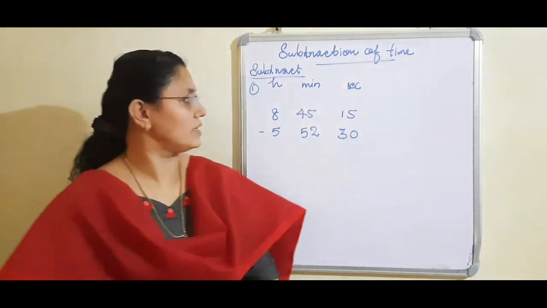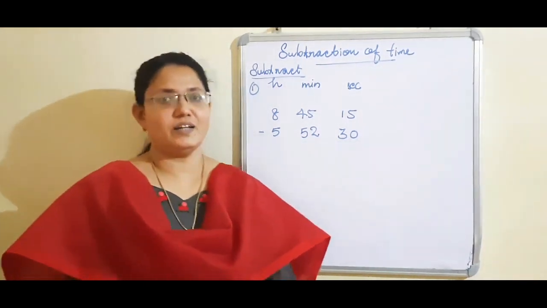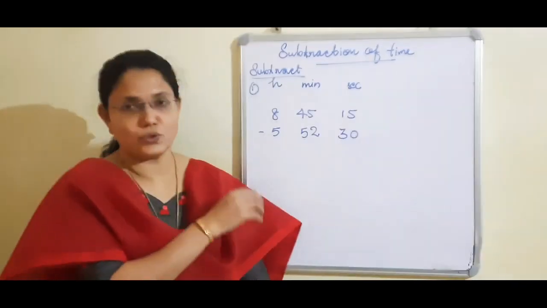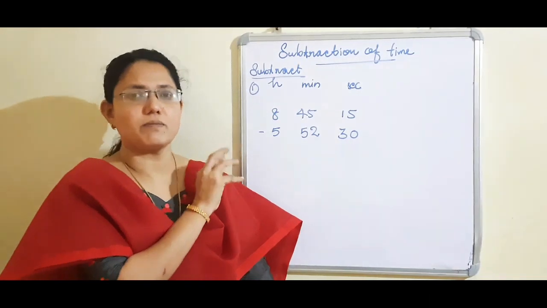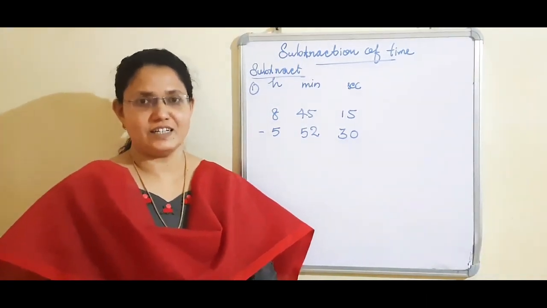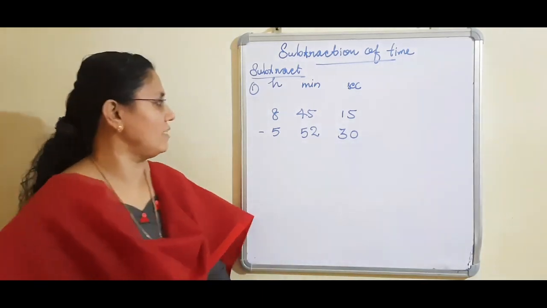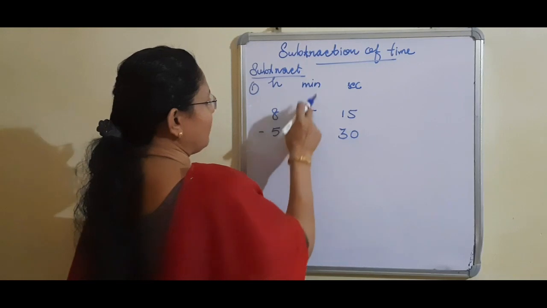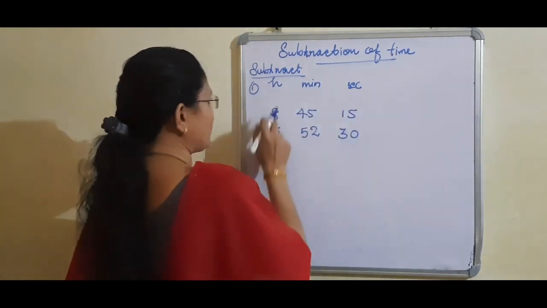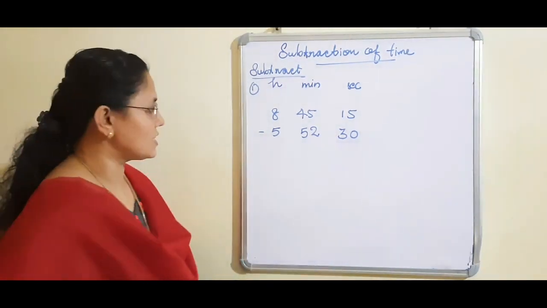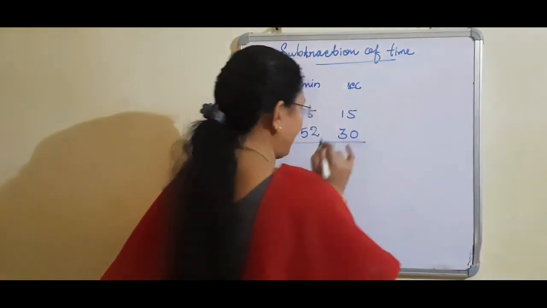Now already I have written one question here. And one more thing, when we are writing the question, after writing the units, we must keep some gap in between, in case regrouping is needed. Now we can start. First itself, here the question is 8 hours 45 minutes 15 seconds minus 5 hours 52 minutes 30 seconds. Okay, first itself, we can draw a line here.